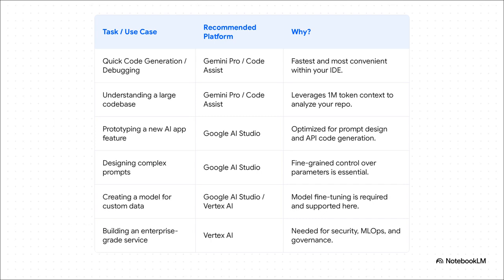Or maybe you're trying to understand a huge million-token code base. Again, the assistant is your best friend there. But what if you're prototyping a totally new feature for your app that's powered by AI? Now you need that fine-grained control, so you're going to head over to the Workbench, AI Studio. Same thing if you're designing a really complex multi-step prompt. And you can kind of see the pattern here, right? As your needs get more complex, like needing to fine-tune a model on your own data or build a full-blown enterprise service, the path naturally leads you beyond the studio and into the world of Vertex AI.